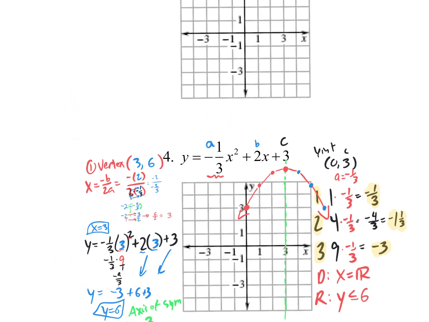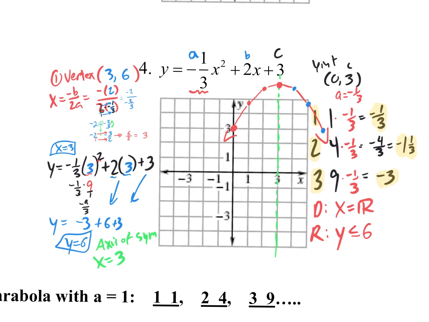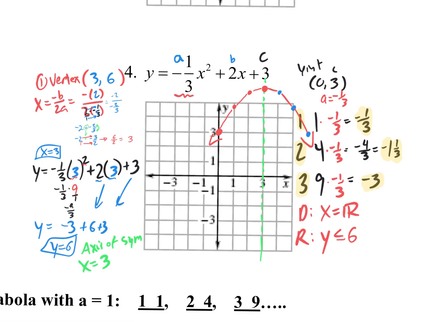100%. Now, the other ones are easier because the other ones have an A value of 3, negative 3. It's pretty easy to modify those patterns from 1, 1, 2, 4, 3, 9, multiplying by 3, as opposed to what we just did right here, multiplying by negative 1/3.